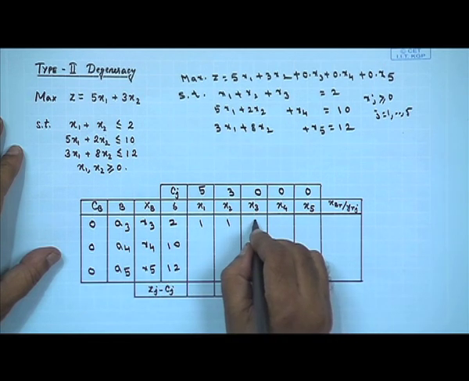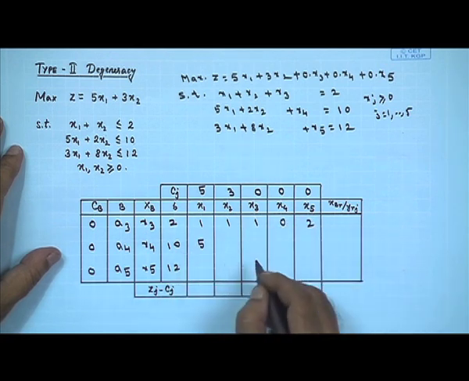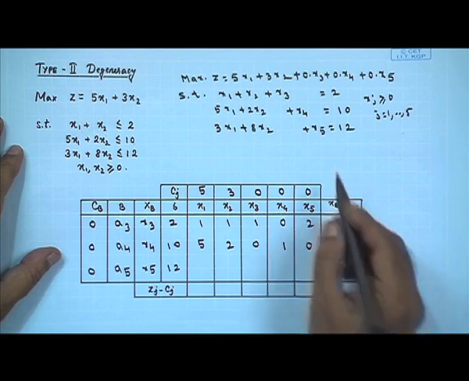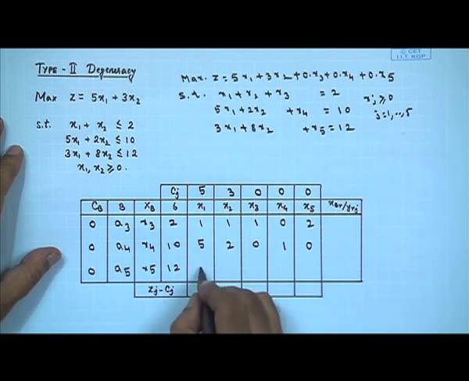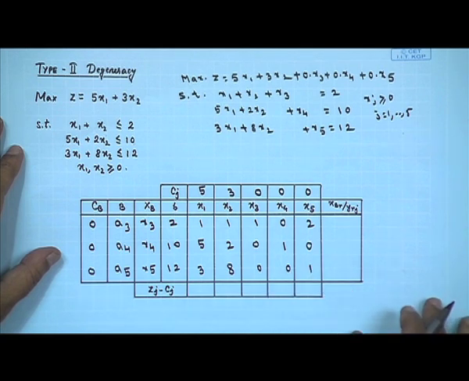These are 1, 1, 1, 0, 0. Then 5, 2, 0, 1, 0. Next one is 3, 8, 0, 0 and 1.